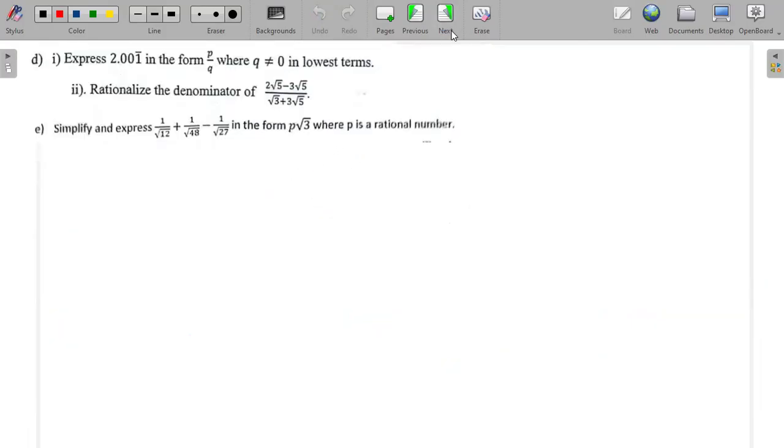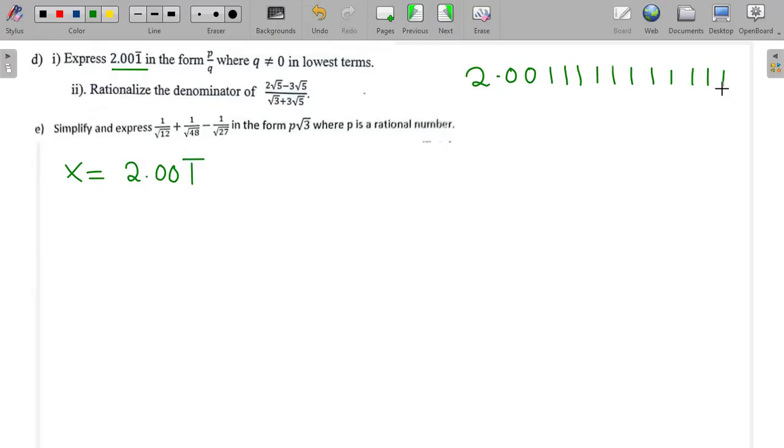We move to part D, where we want to express this in the form of a fraction. So I'll say let x be equal to 2.001 bar. This bar on top means 1 keeps on repeating. So the other way to write this number is 2.00111111111 and so on. You will still be writing because it's continuously repeating.